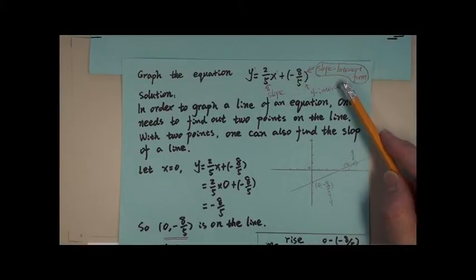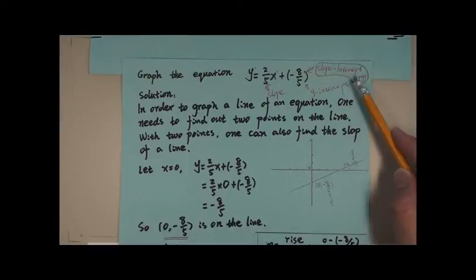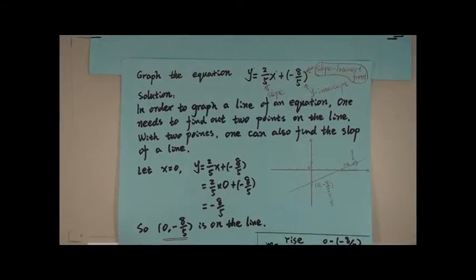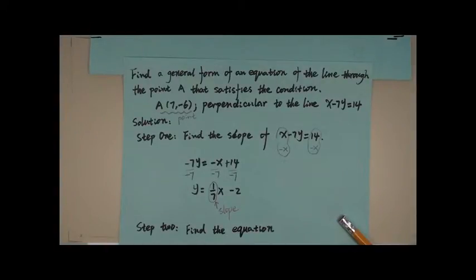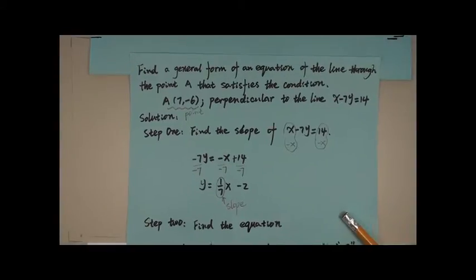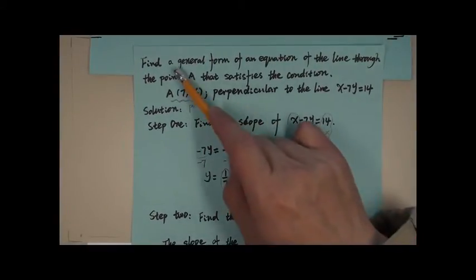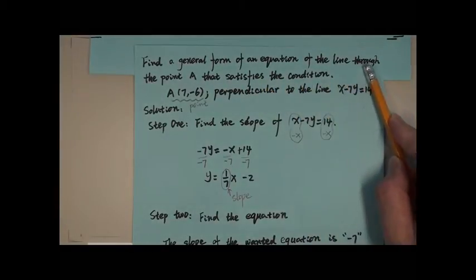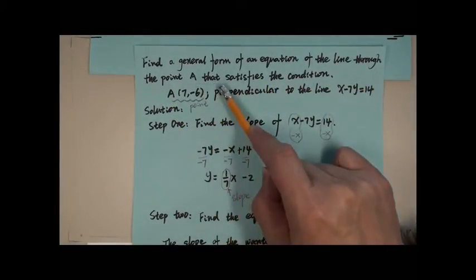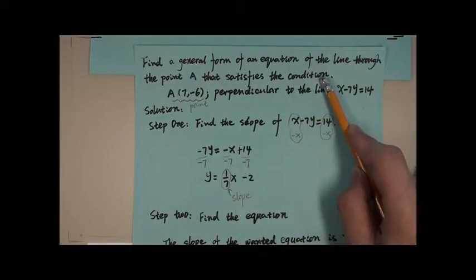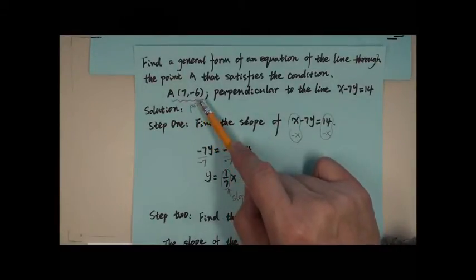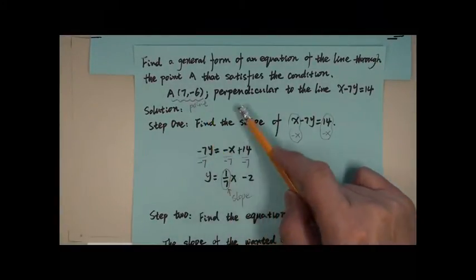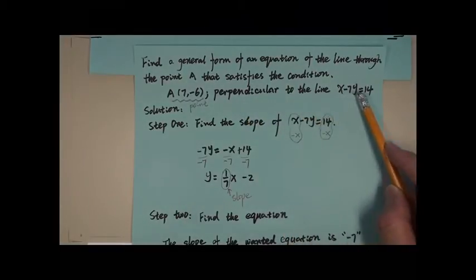Now, with the slope-intercept form, we can have an application here. The application is: find a general form of an equation of the line through the point A that satisfies the condition. So a line goes through this point, 7, negative 6. That's the given point, and perpendicular to this line.